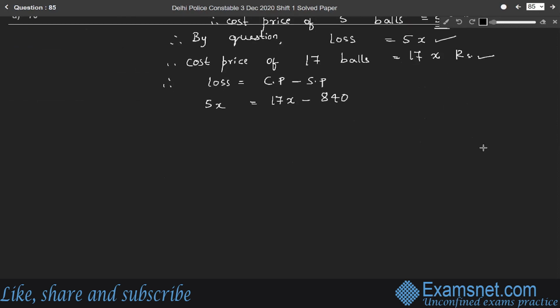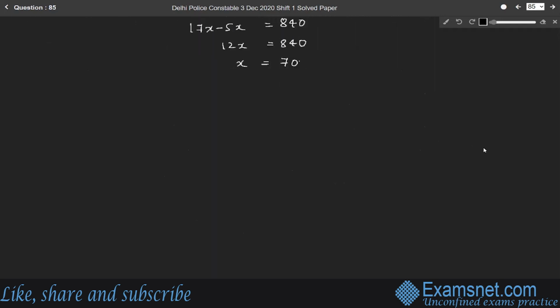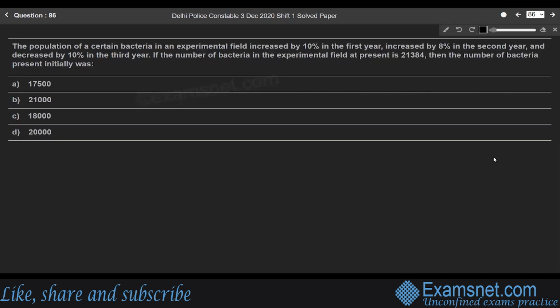Find the value of x. So 17x minus 5x is 840 rupees. Therefore, 12x is 840. X becomes 70. What is x? According to our assumption, let cost price of each ball is equal to x rupees. Therefore, in the question, cost price of a ball is 70 rupees. Therefore, option D.